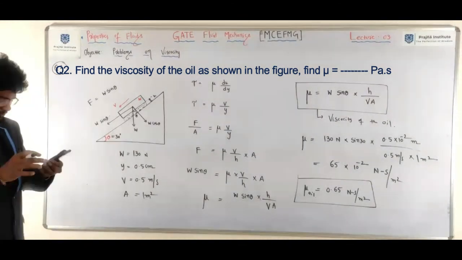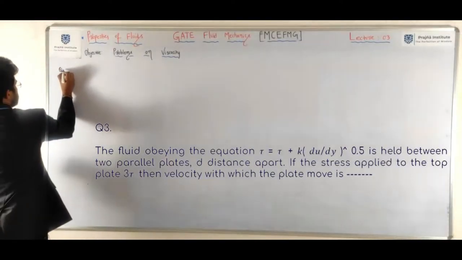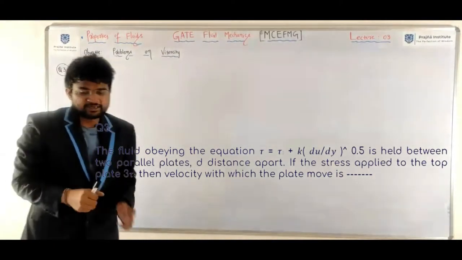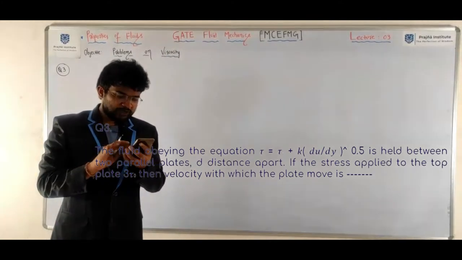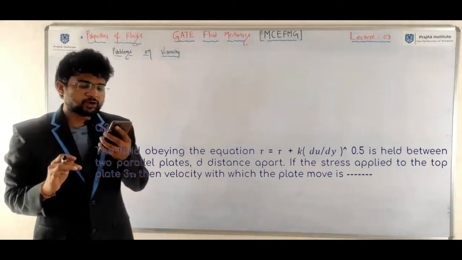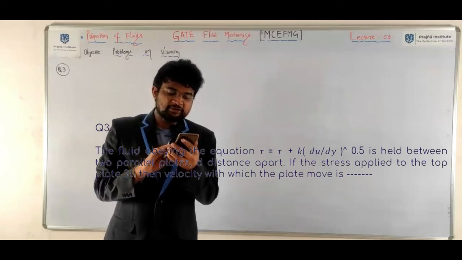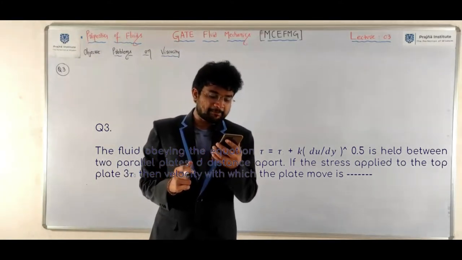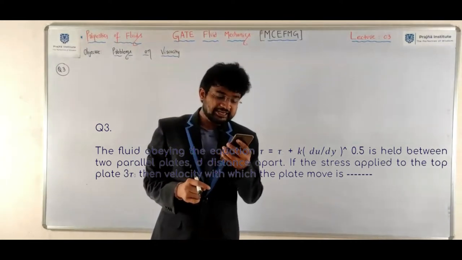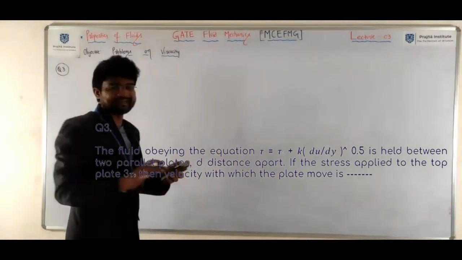Question number 2. Next. The fluid obeying the equation tau equal to tau naught plus k into du by dy whole power 1 by 2 is held between two parallel plates that are d distance apart. If the stress applied to the top plate is 3 tau naught, then find the velocity with which the plate will move. First read the question carefully.